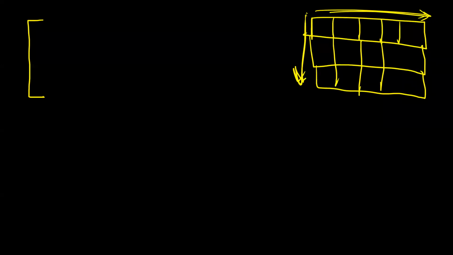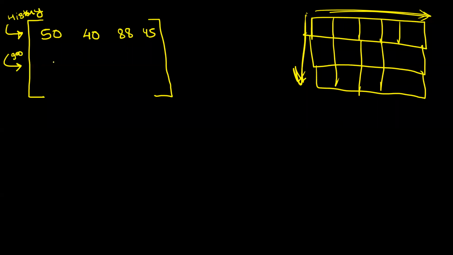Another example can be, let's say I want to store the marks of the students inside one matrix. In row number 0, I will store the marks of history. Let's say there are 4 students. The first student got 50, second student got 40, third student got 88, fourth student got 45. In the second row, I can store the marks of geography of these 4 students. In the third row, I can store the marks of anything else. So you can club together multiple data inside the same matrix.